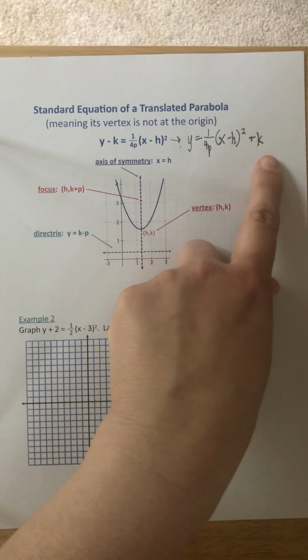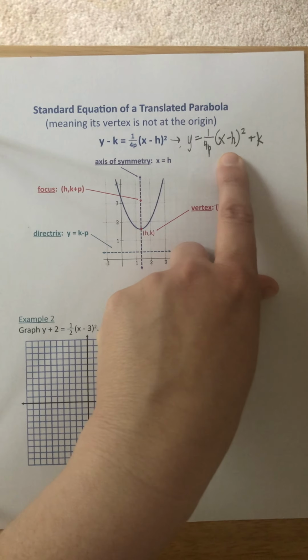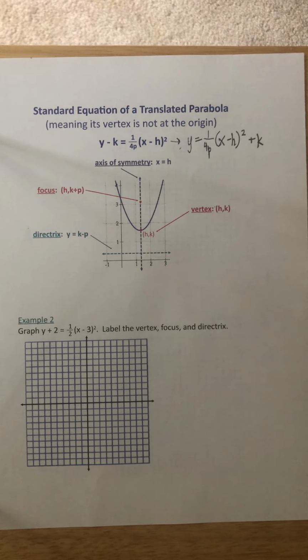So if you write them this way, then H is the opposite of what you see, and K is exactly what you see. I personally like to write it that way a little bit better, and that's just a preference for me. If you like it like this, then you can write it like that. I'm going to leave that decision up to you. I'm probably going to do it the other way though.